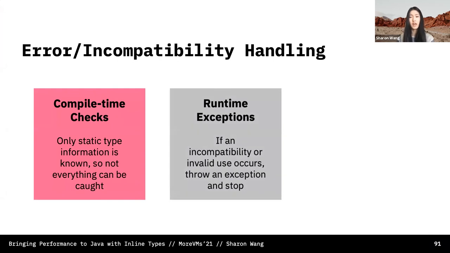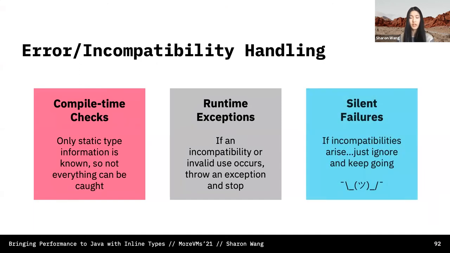Runtime exceptions allow us to crash or halt once an incompatibility is detected. This helps us communicate to the developer when an inline type isn't used correctly and prevents the program from progressing into undefined territory. For example, if the application code tries to set an inline type to null, then a null pointer exception would occur.